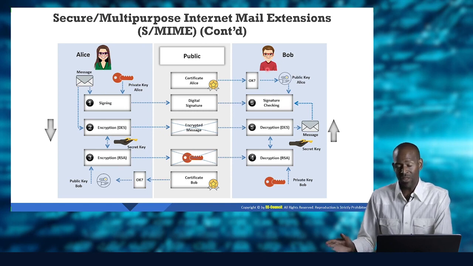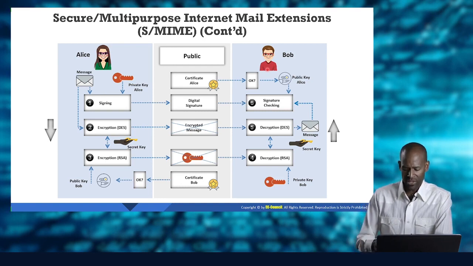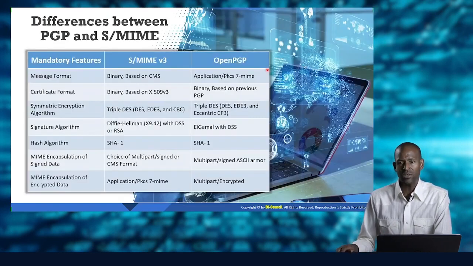So again, even with S/MIME, we're looking at asymmetric encryption being used, private keys and public keys. And there's a difference between S/MIME, this is version 3, and the version of PGP that we see being used here is OpenPGP, but there are many other versions of it.